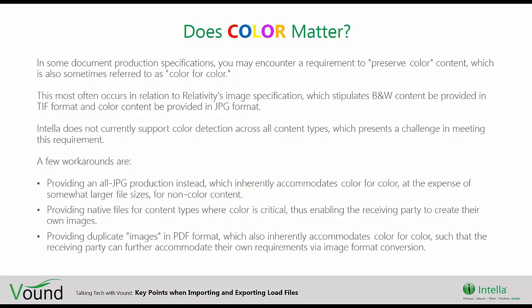Relativity image specification stipulates black and white TIFF content. Black and white content should be rendered in TIFF format, and then color content should be included in JPEG format, such that if you've got a 5-page document and the first 4 pages are black and white, but there's a color graphic on the 5th page, that 5th image should technically be provided in JPEG format.